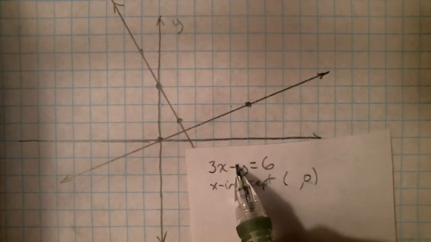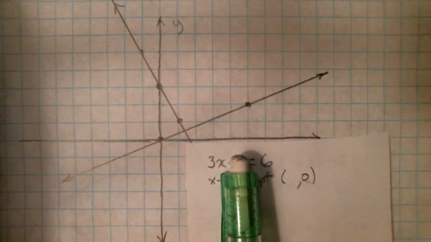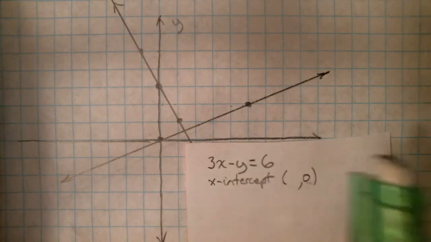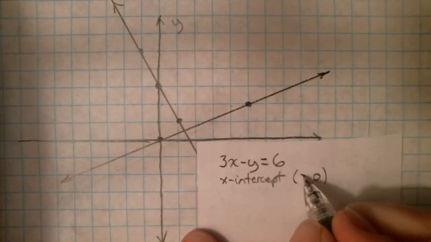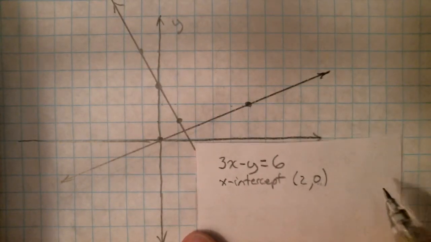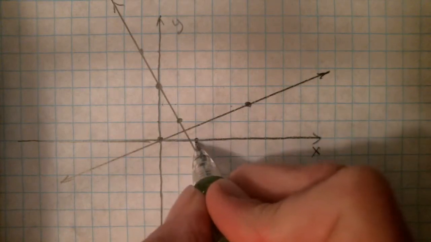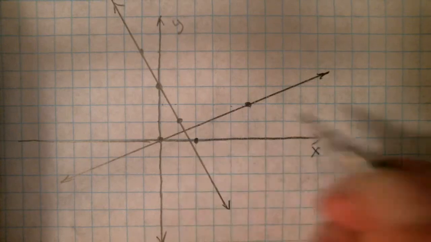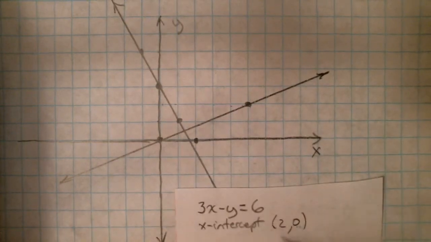If I cover up the y, if I act like the y is not there, then I have 3x equals 6. Well, when I solve that, I get x equals 2. So that means that the x-intercept is (2, 0). All right, well, let's plot that point, (2, 0). I go over 2.